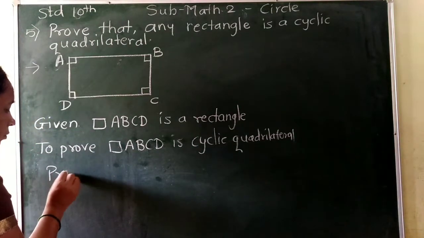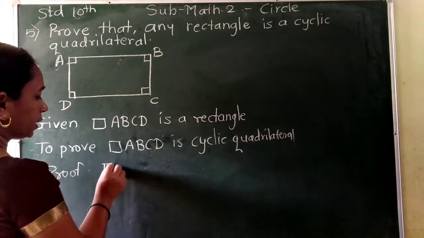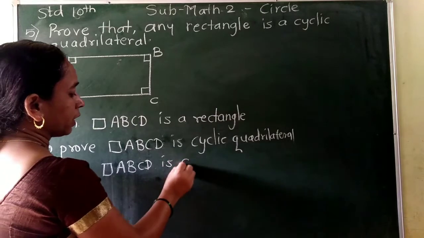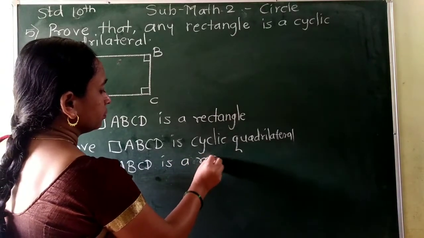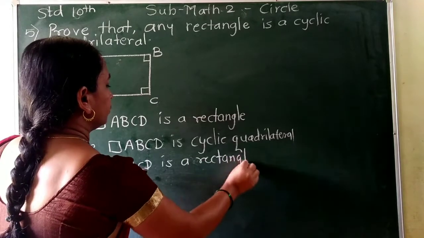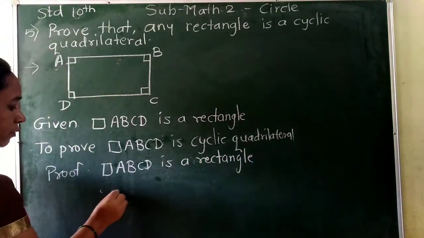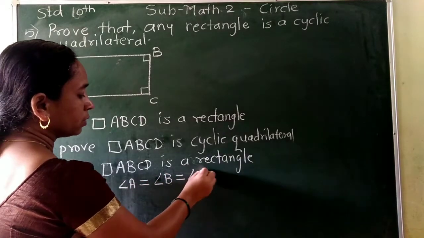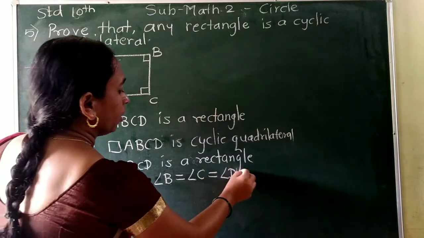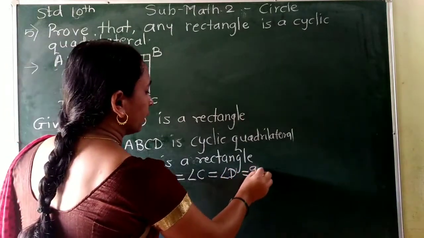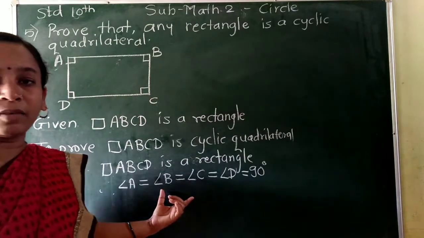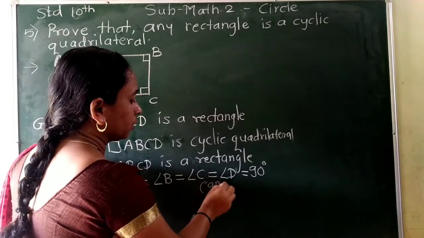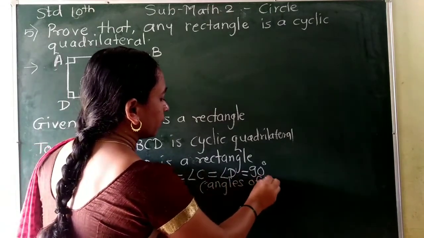Proof: quadrilateral ABCD is a rectangle. Therefore, angle A is equal to angle B is equal to angle C is equal to angle D, and all angles will have the measurement 90 degrees. Why can I write this? This is the property of the angles of a rectangle.